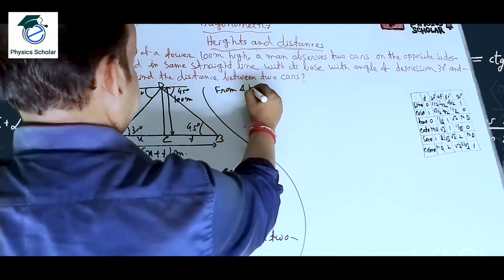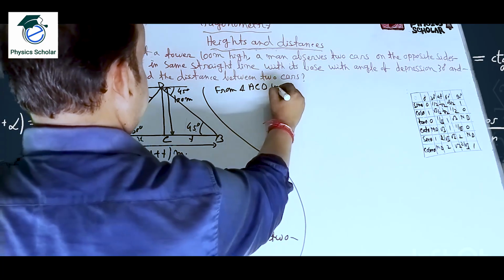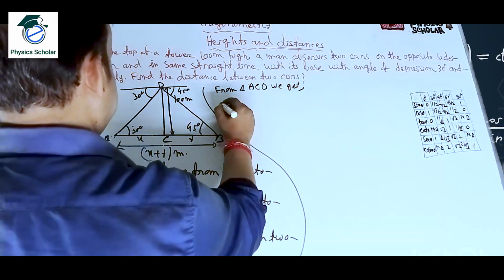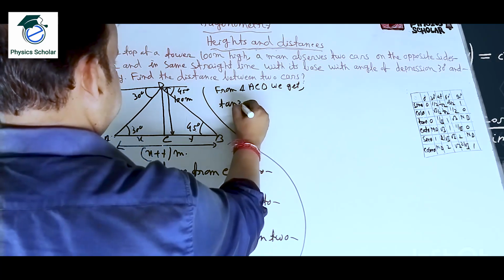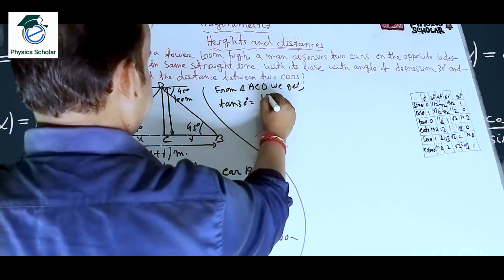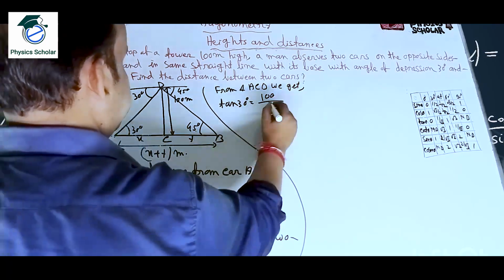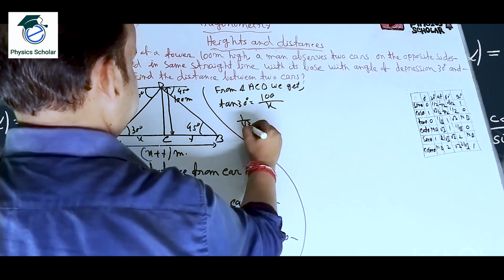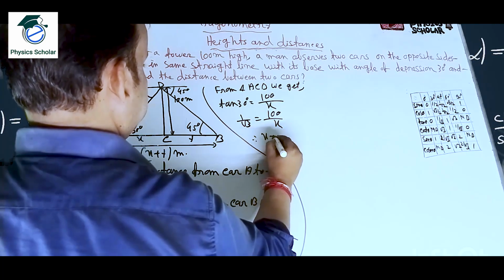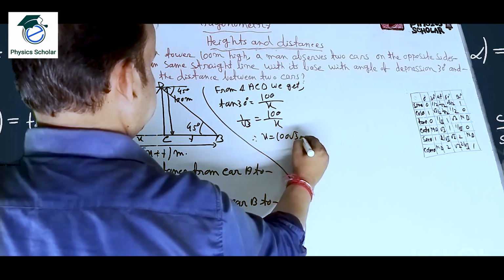Clear? From triangle ACD we get tan 30 degree is equal to what? Perpendicular by base. What is the perpendicular? 100. By base means X. So 1 by root 3 is equal to 100 by X. Therefore, X is equal to 100 root 3 meter.